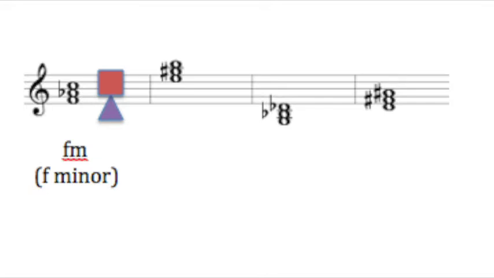Please pause or replay this portion of the video so that you can write down the next 3 examples. You will need to identify each type of third in these stacks and then determine what that means in terms of which type of triad it is.